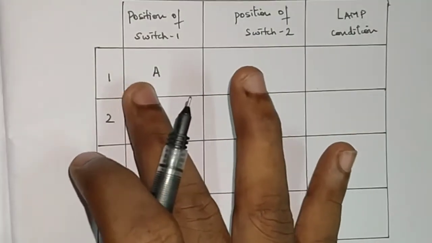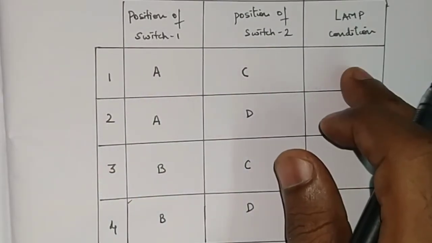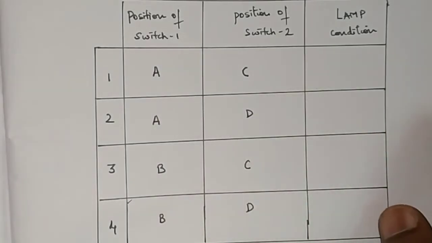Now, according to the first case, the condition we have written for switch number 1 and switch number 2, we will write down the lamp condition, whether it is on or off. For that, we will check the circuit diagram or wiring diagram. I'll explain whether the lamp condition is on or off for the first case.